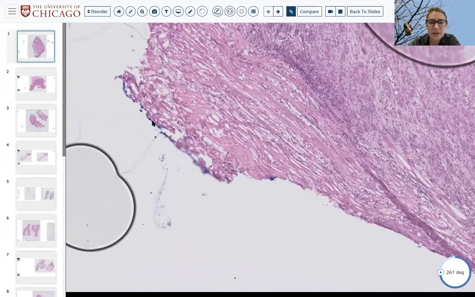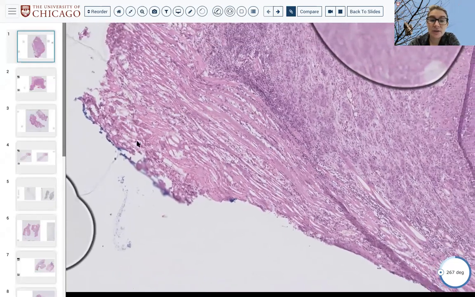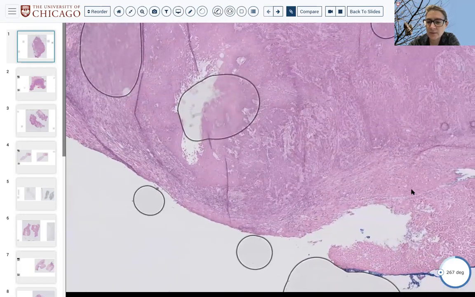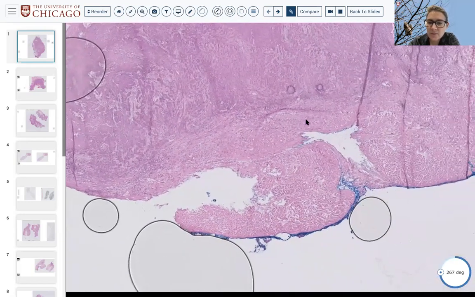So when you guys are looking at these frozens with the attending, be very careful that your frozen section is also full face, right? That you get that complete margin. And that you look carefully for the ink so you know where your actual margin is, right? So I would argue that this margin is relatively farther.